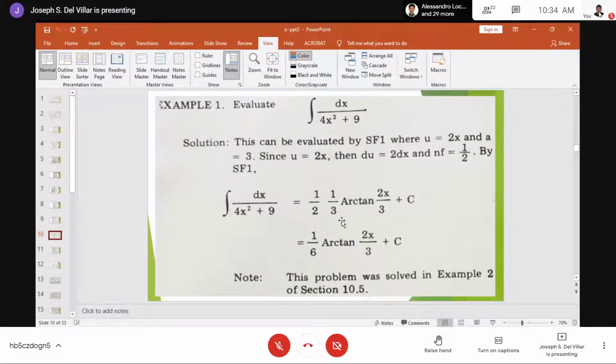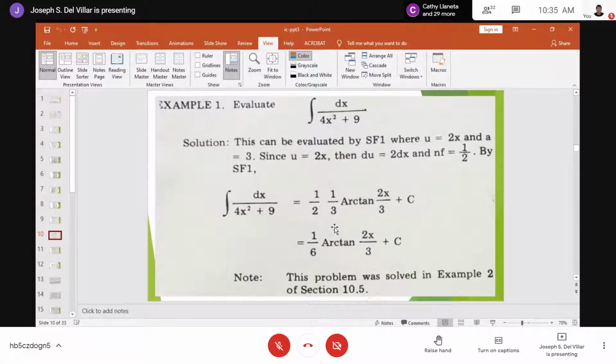So we have 1/2 times 1/3 is 1/6 arctan. So here, you apply the standard formula. You need to balance this, okay? Because this u is 2x, and the differential of 2x should be 2dx. So you introduce the 2 and then also introduce 1/2. That's why you have this here.